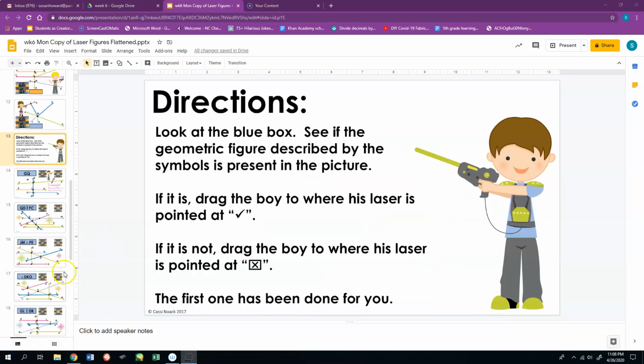When you get down to slide number 13, the directions change up a bit. Let's read these directions together. You're going to look at the blue box and see if the geometric figure described by the symbol is present in the picture. If it is, drag the boy to where his laser is pointed at a check mark. If it is not correct, drag the boy to where his laser is pointed at X. And again, the first one has been done for you as an example.